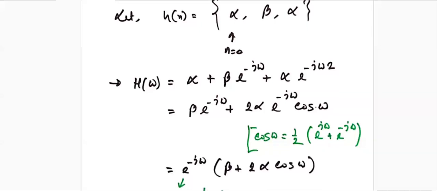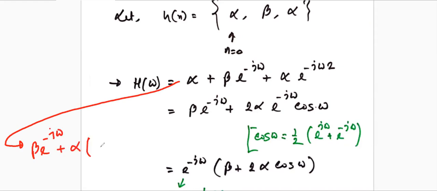Then we can take this part and take alpha common. Okay, so there are some manipulations we have done here, so you can do yourself as well. So let me do it. From this line, we have beta e to the power minus j omega plus, taking common alpha, 1 plus e to the power minus j twice omega.